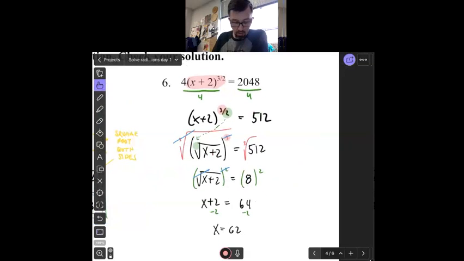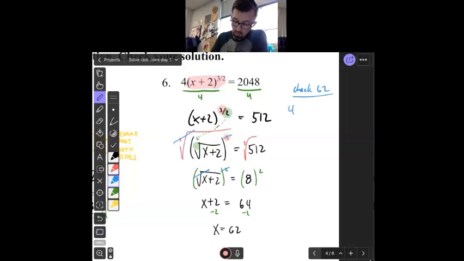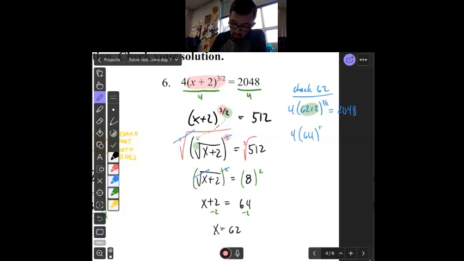So now that we think we have our answer, we're going to go ahead and check that. I'm going to go back to my original equation. 4 times 62 plus 2 all to the 3/2 power equals 2048. And I'm going to simplify that for our left side. So in there I need to do 2 plus 62 first. That gives me 64, of course. 3/2 power.